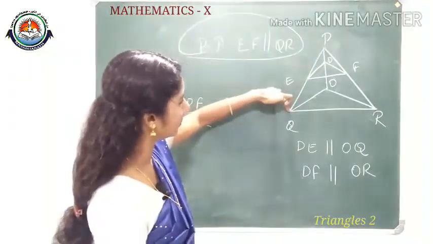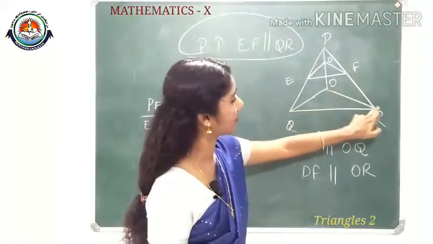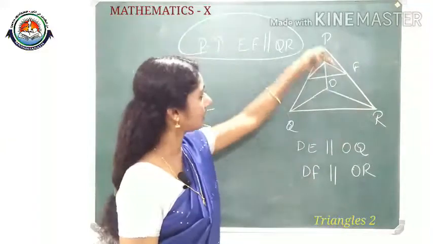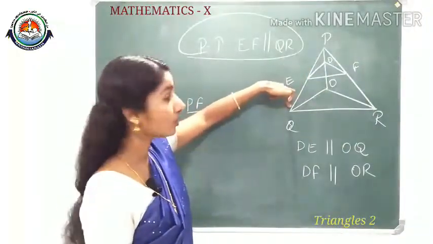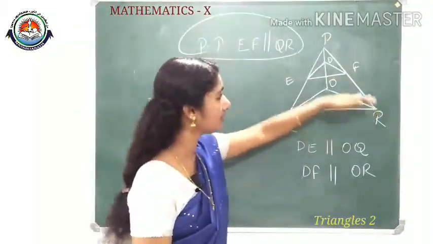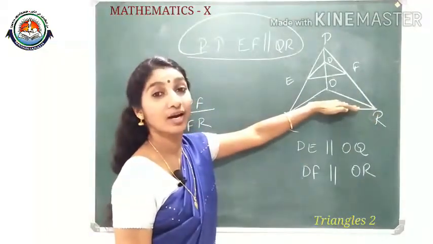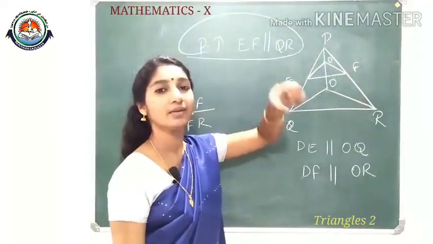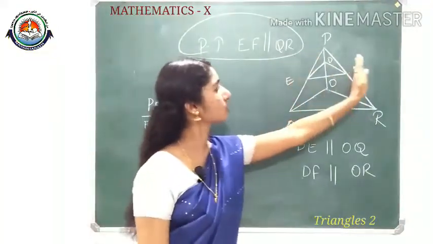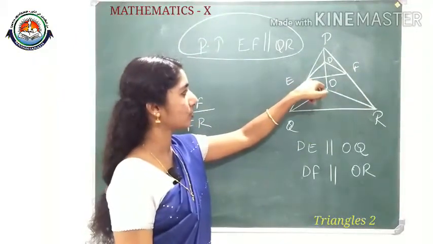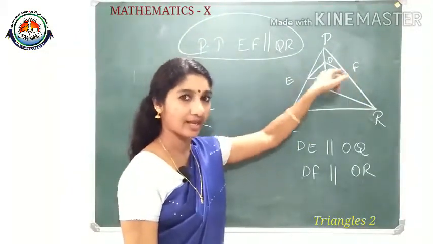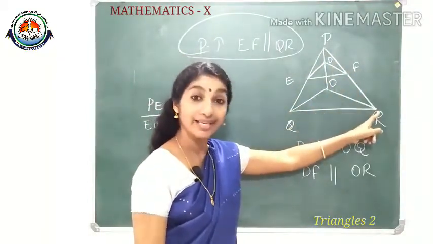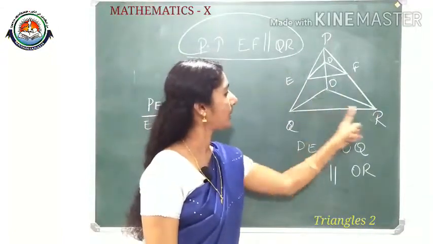PE by EQ. And this is PF by FR. See, in this triangle PQR, PE by FQ is equal to PF by FR means EF should be parallel to QR, the converse of basic proportionality theorem. If the ratios are equal, that line will be parallel to the third side. So these two sides are divided in the same ratio by E and F. Here, left side E and right side F. So PE by FQ and PF by FR are equal means EF should be parallel to QR.